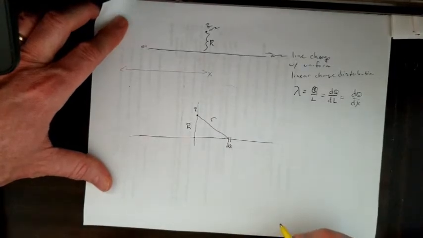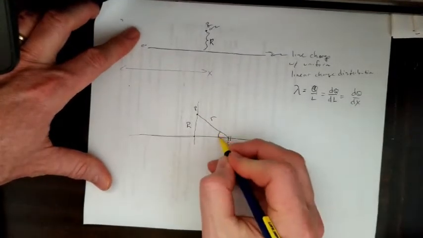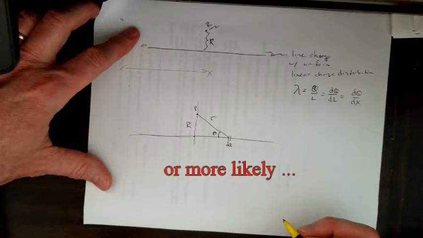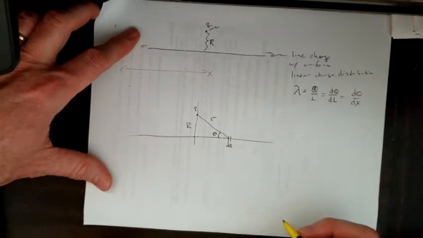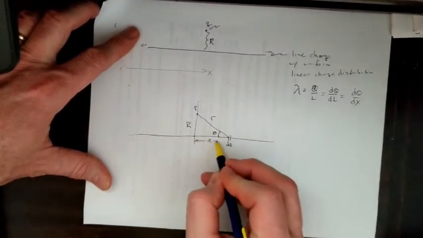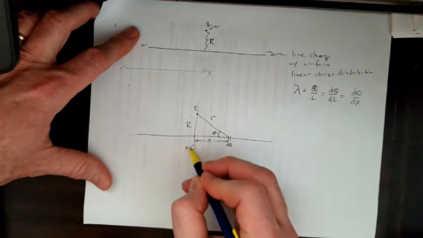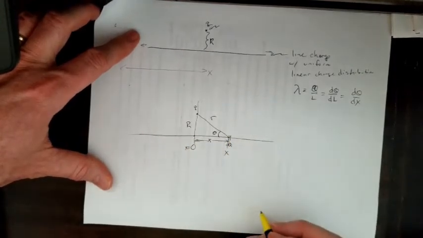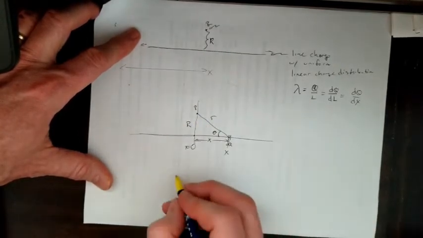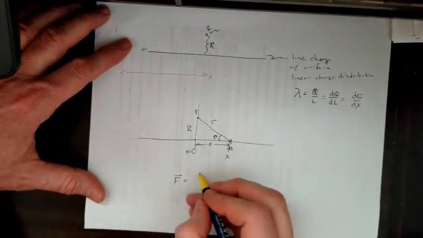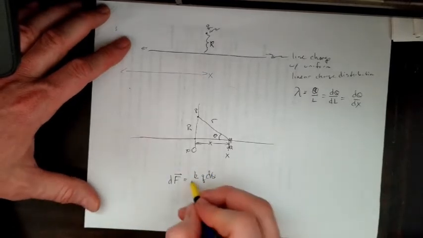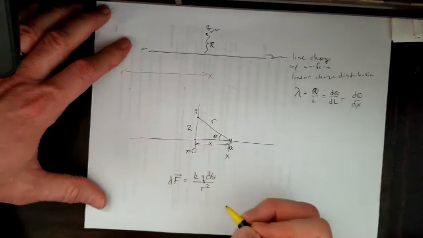Now we are dealing with vectors, so we do need a temporary angle here. So I'm just going to create an angle here, and I'm going to call that theta. And this distance right here is x. I'm going to make x equal to 0 there, and so this position right here is x. So the force at this particular point is equal to kq dq, I guess that's dF, over r squared.